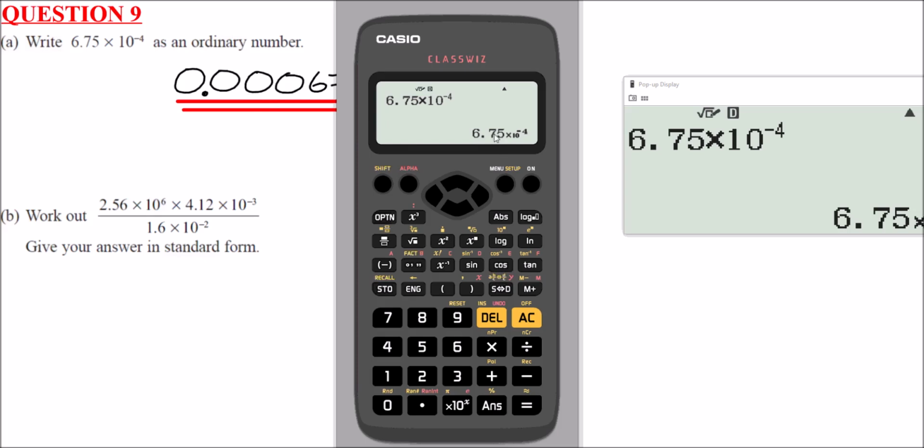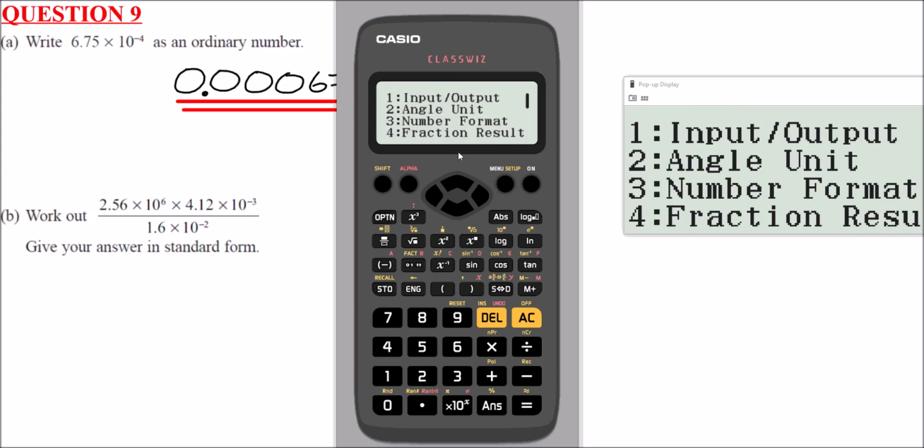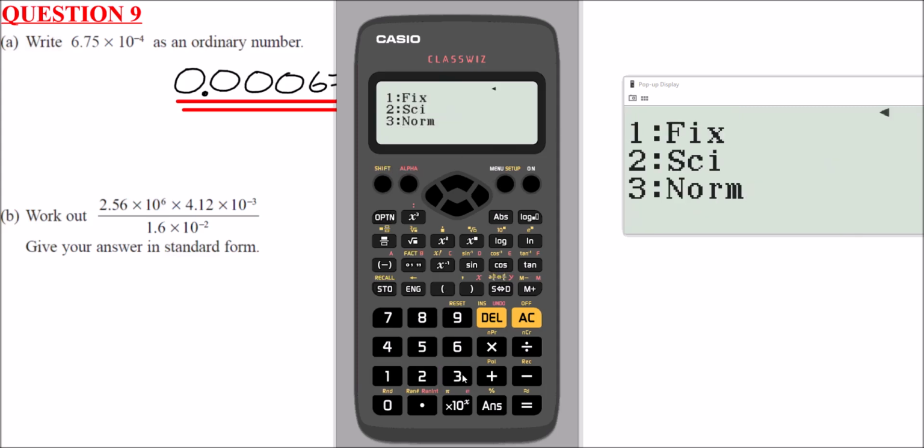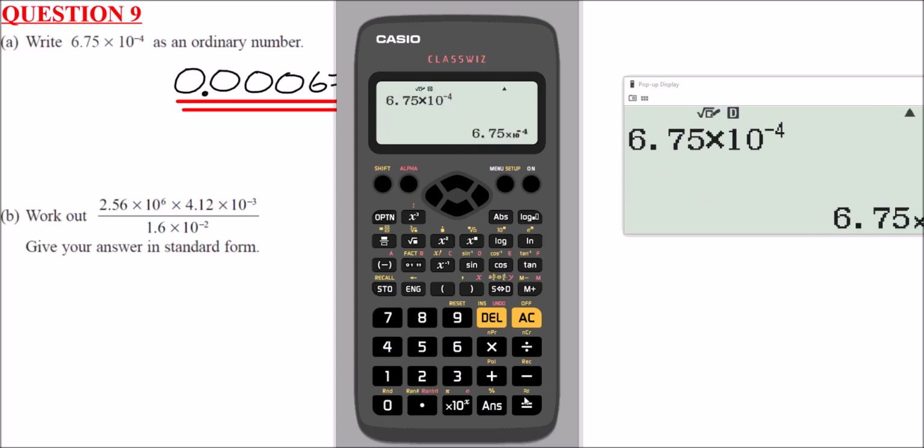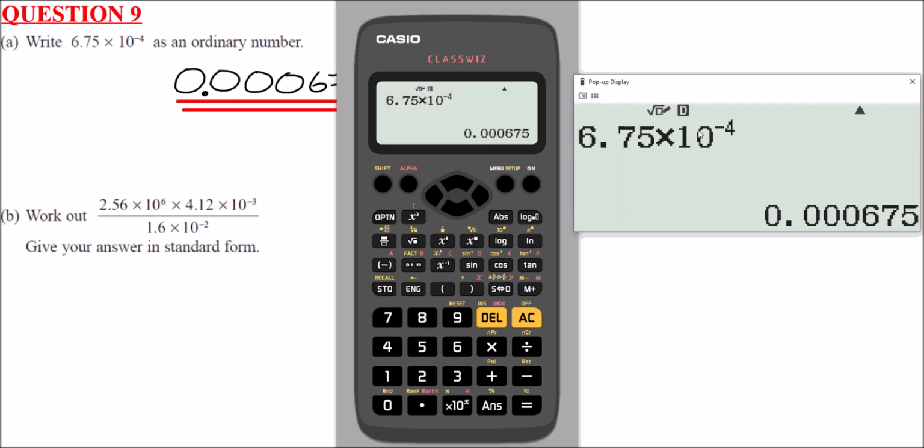If your calculator is doing this annoyingly, if it's a Casio ClassWiz, press Shift, Menu, number format, press number 3. We want it as a normal number, Norm for ordinary, so press 3. And then option 2 actually works better for ordinary numbers. Option 1 will get it into standard form. Option 2 will make it always as a decimal if it can. So press option 2, then press equals again, and SROD, and then your calculator transforms nicely to giving you the answer as you need it.